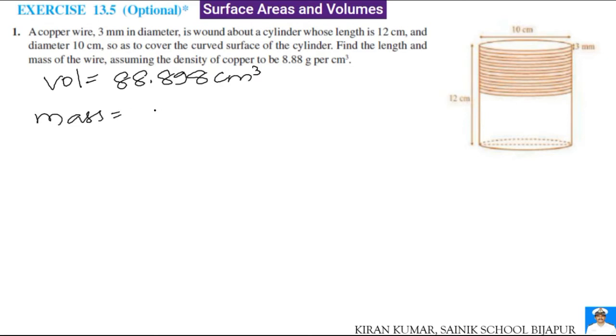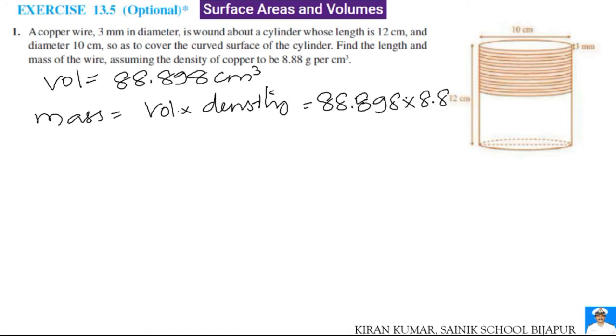Now we can find the mass. Mass will be equal to volume multiplied by density. The density is given as 8.88, so 88.898 multiplied by 8.88, approximate value 789.41. It will be in terms of grams.